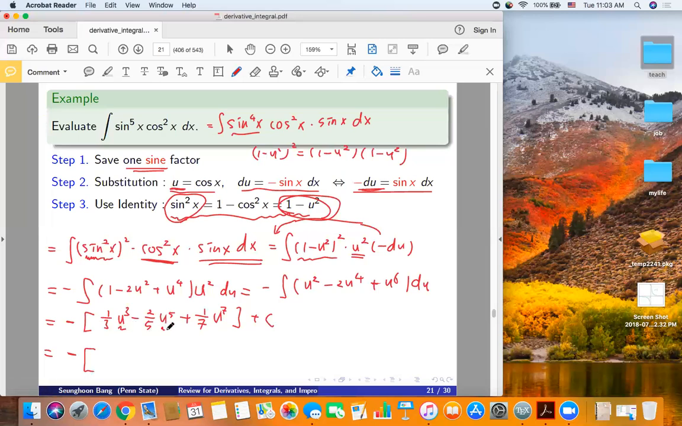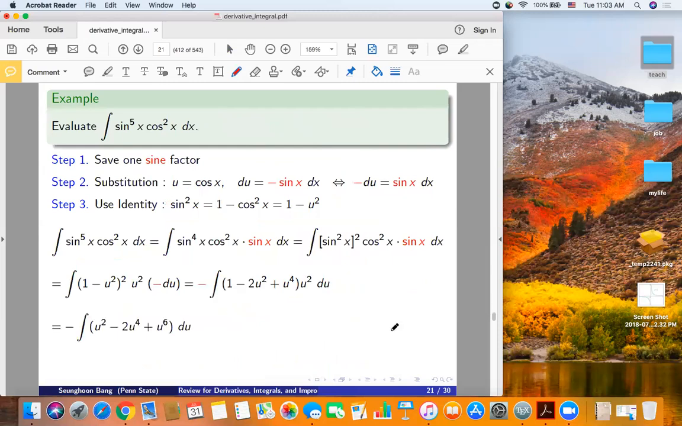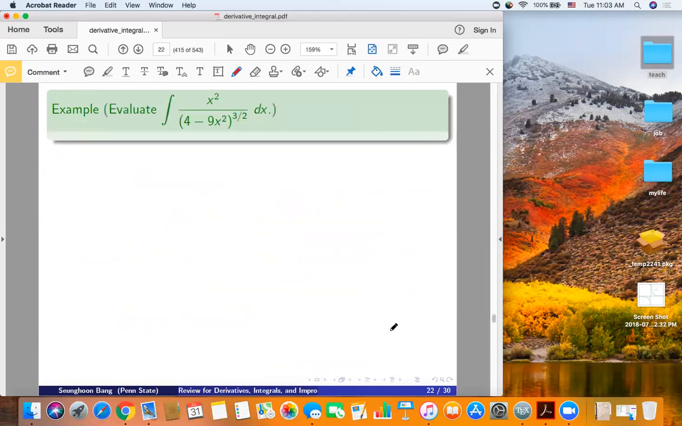The next step, you just change back. This u is cosine of x. You plug cosine x into u. So we have 1/3 cosine cubed x minus 2 over 5 cosine to the 5x plus 1 over 7 cosine to the power 7x plus c. This is the final answer. So like this. The next one.